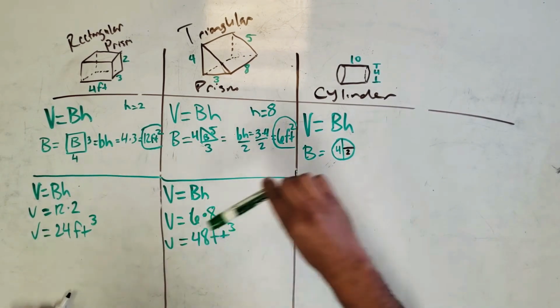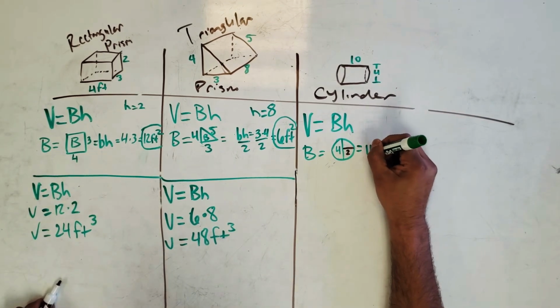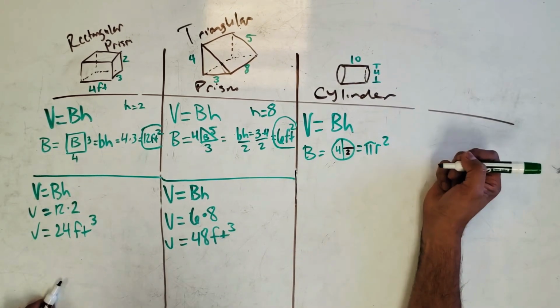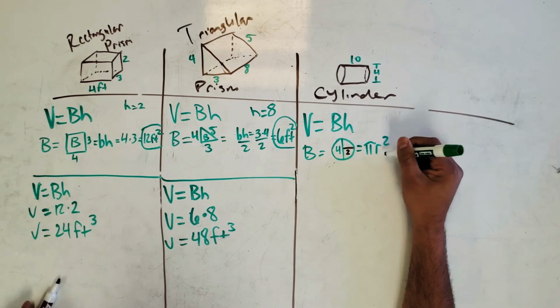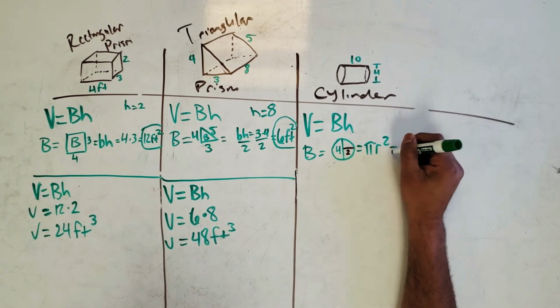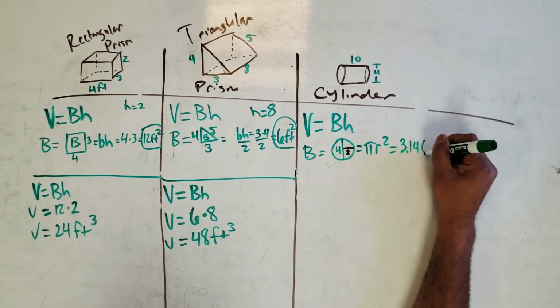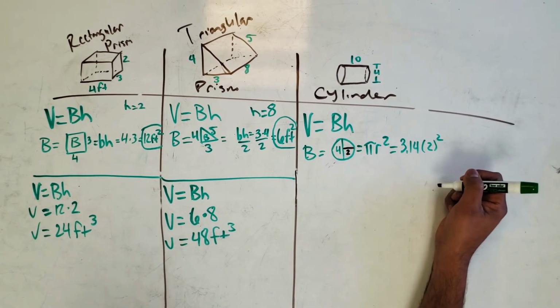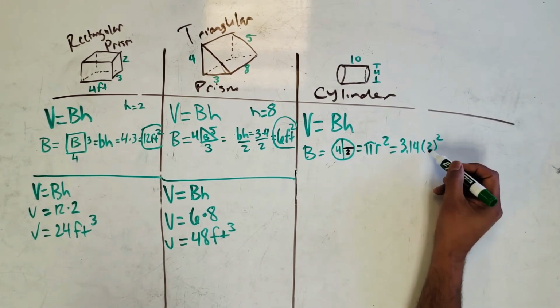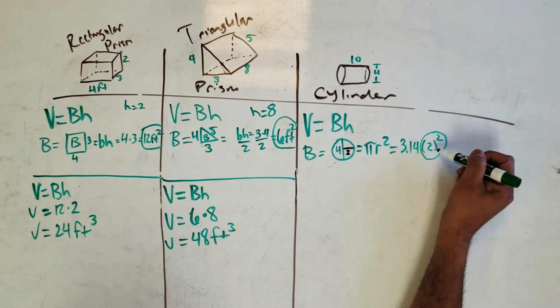To solve for area of a circle, the formula is pi r squared, or pi times r times r. Pi is 3.14, radius is 2, and we're going to square that. First, you always have to do this part first. You're going to square that.